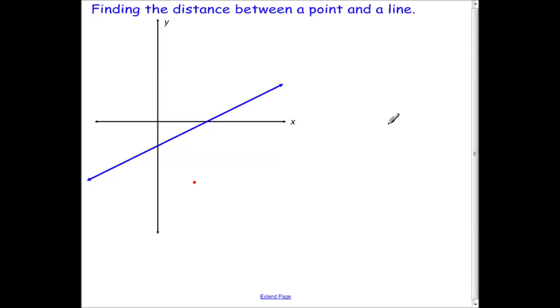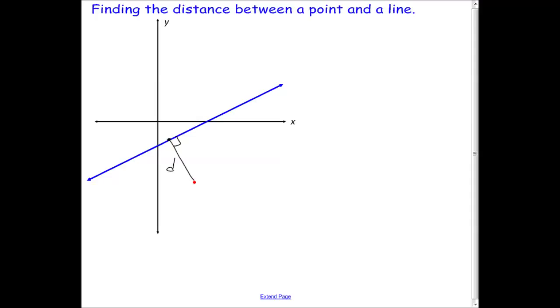We left off the last video with the definition of the distance between a point and a line as being the perpendicular distance. In other words, the length of the segment between the point and the line that is perpendicular to the line. Thus, that would end up being the shortest distance between that point and that line. The question now is, how do we find that distance?